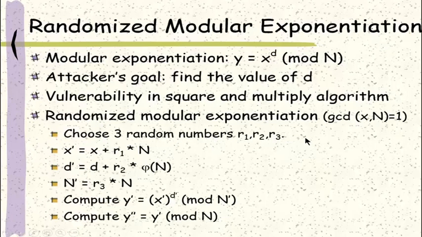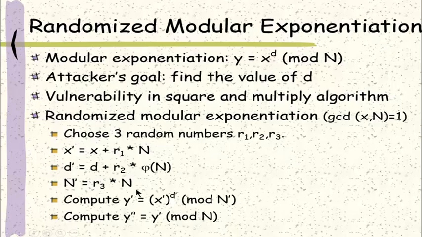First, we choose three random numbers, R1, R2, and R3. Then we change the three important numbers x, d, and n in the modular exponentiation to x prime, d prime, and n prime, following these formulas. x prime equals x plus R1 times n. d prime equals d plus R2 times phi of n. Phi is the Euler's phi function, which we are going to define next. n prime equals R3 times n.